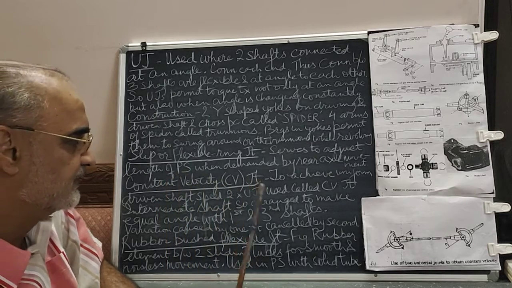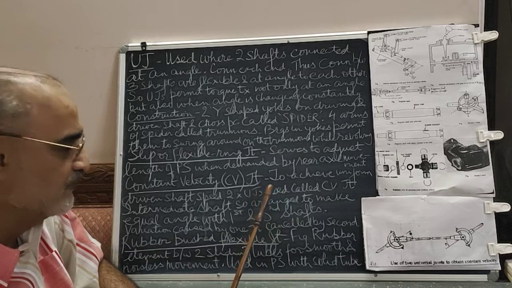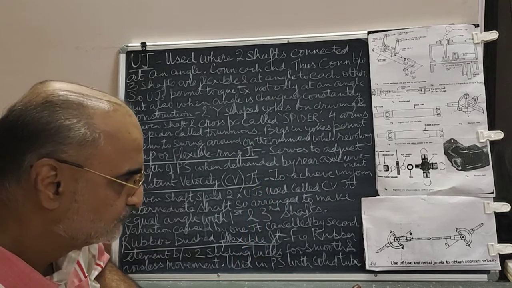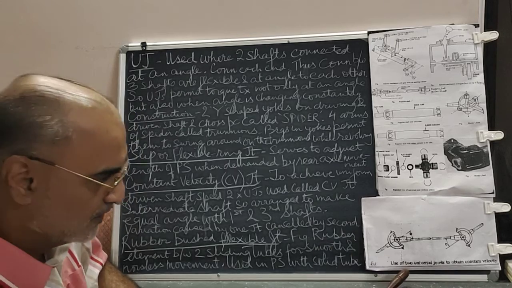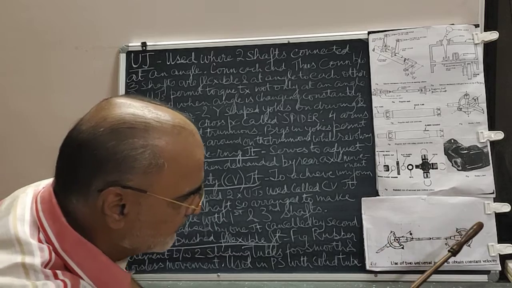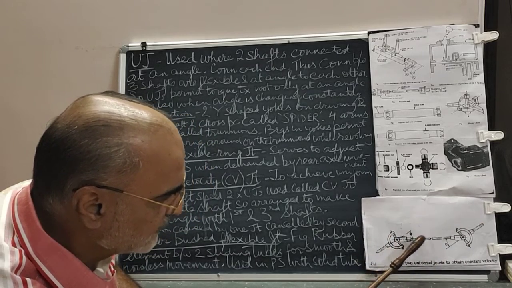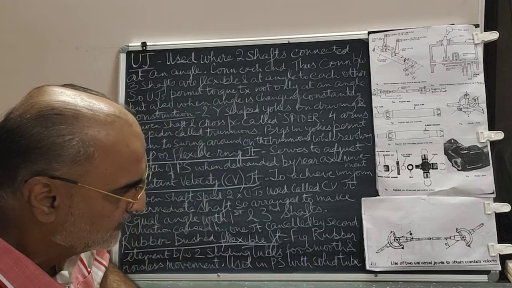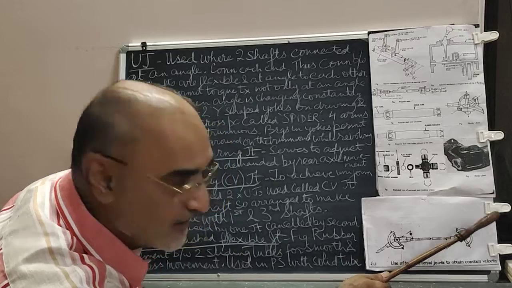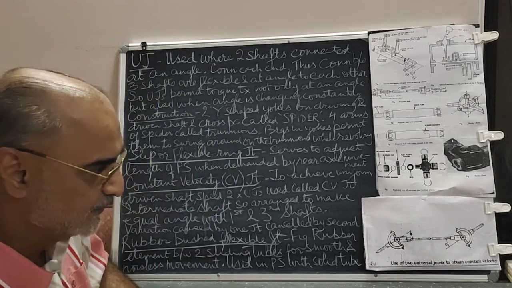Constant velocity joint. A constant velocity joint is nothing but two universal joints. Let's see. Use of two universal joints to obtain constant velocity. There are three shafts. This is one with the yoke. This is the universal joint. This is the second universal joint. So, this angle is the same. This is being done by these universal joints.